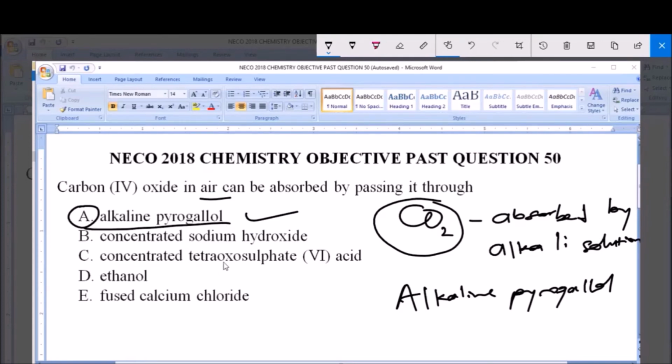Now concentrated tetraoxosulphate(VI) acid and fused calcium chloride are drying agents. These are drying agents. So the answer is A, alkaline pyrogallol.